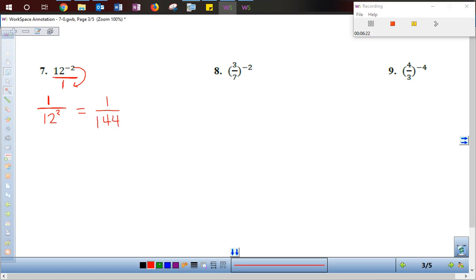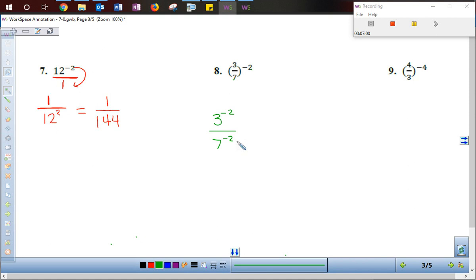144. Now on number 8, it's a little bit different. I have a fraction, and notice it's in parentheses, and the whole thing is being raised to the negative second power. Now, I cannot make this guy a fraction like I did on number 7. I can't put this all over 1 because you can't have a fraction inside of a fraction. So let's talk about what this really means. If I were to talk about 3 over 7 to the negative second, that's really saying I'm taking my numerator to the negative second and my denominator to the negative second, which would really mean 3 to the negative second over 7 to the negative second.